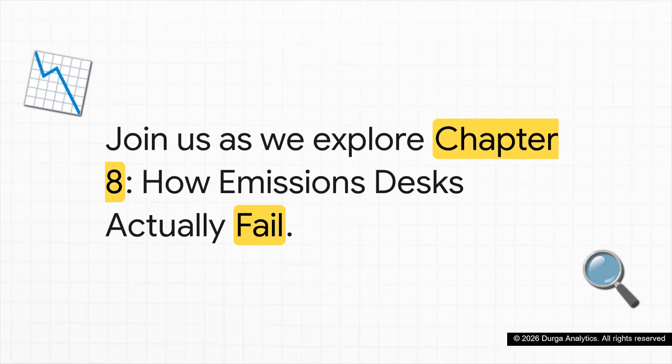Now that we've locked down our control points and completely neutralized that tricky arithmetic path, it is time to look at what happens when things really go off the rails. Join us next time in Chapter 8 as we assemble the failure modes and trace exactly how these mechanisms physically compound when an emissions desk actually blows up.